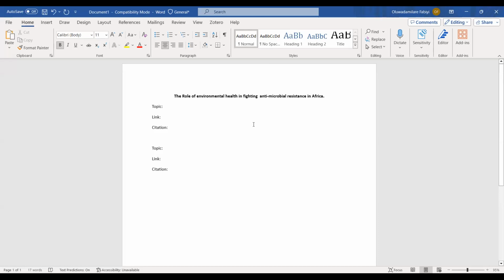The way I personally do it is I use this outline just to keep my work organized, because I like being organized a lot.